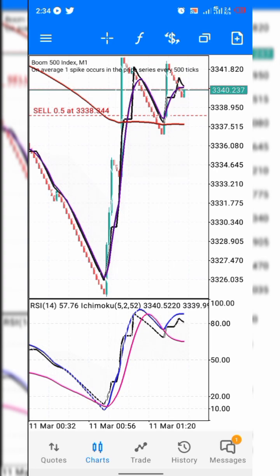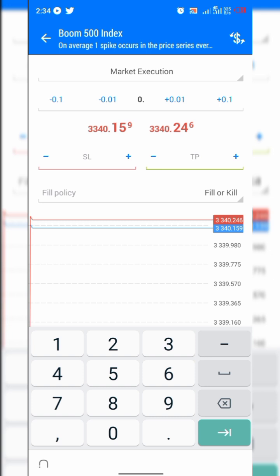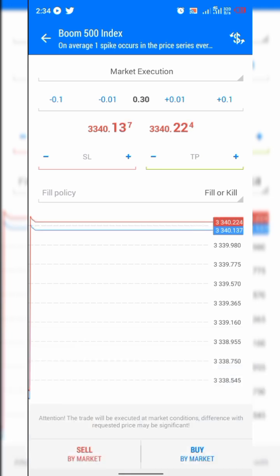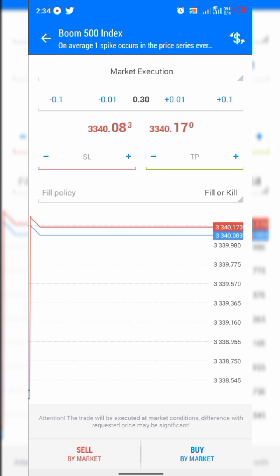Okay, so like I said, I'm going to re-enter the market here and take 5 candles. Let's go. So I'm going to set 0.30. If you're using a $10 account, it's advisable for you to use 0.30. If you're using 0.50, you are putting yourself at more risk in case the market doesn't go in your favor. So you click on sell.